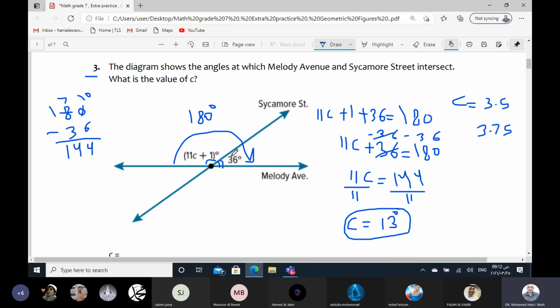Because, as you see here, we have two angles. This is the first angle and this is the second angle, and the type of the two angles here is adjacent. If we add the two angles here, we will get the big angle, a straight angle. And we know the measure of the straight angle is 180. So we can use this idea to write an equation. If I add the first angle to the second angle, the result will be 180. So I wrote 11c plus 1 plus 36 equals 180, to find the solution of this equation and know the value of c.